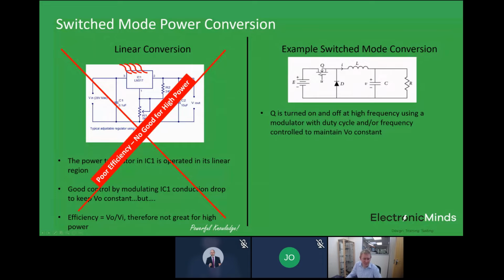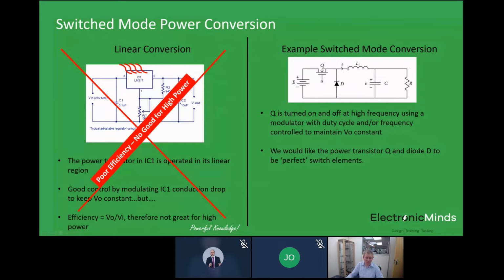What happens now, though, is that device, that pass transistor, is operated not in its linear mode, but in either its fully saturated or on state or in its blocking state. And it's switched between those two states at high frequency using a modulator circuit. And there are different ways you can then play with the ratio of the on time to the off time to control the output voltage. So bear with me on this. That's just the concept of how that switch mode power converter works.